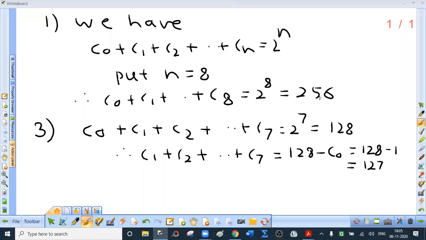The third one, show that C1 plus C2 plus C3 up to C7 is 127. Now, sum of binomial coefficients of order 7 is 2 raised to 7, that is 128. But it includes C0 also. But we are asked to find C1 plus C2 up to C7. So it is 128 less C0. C0 is nothing but 1. So 128 minus 1. So 127 is the answer.